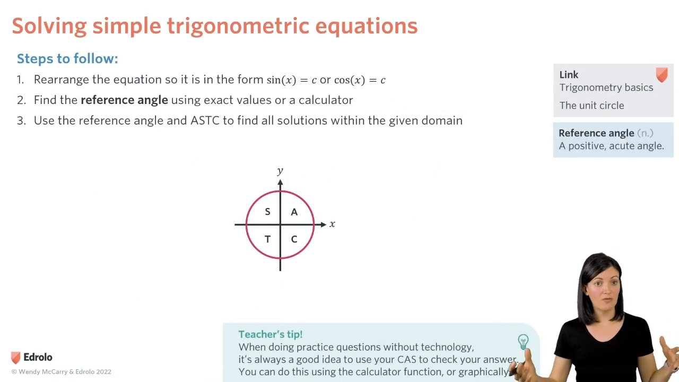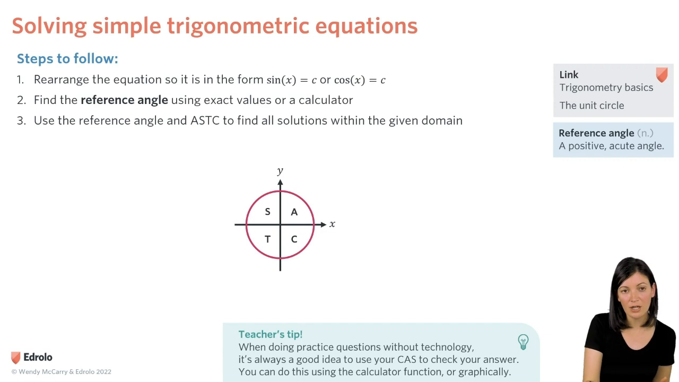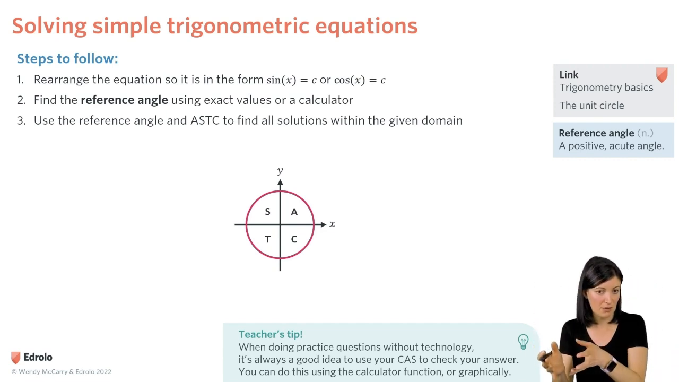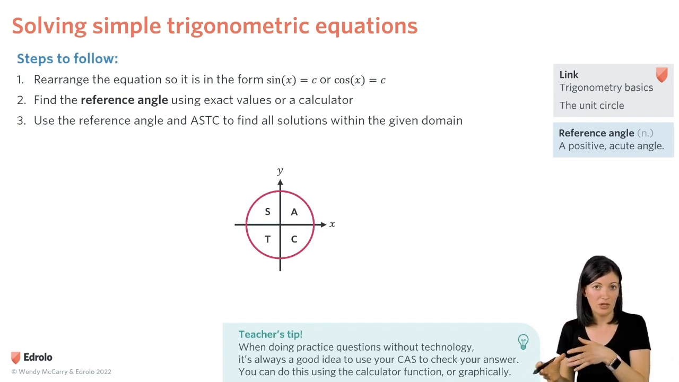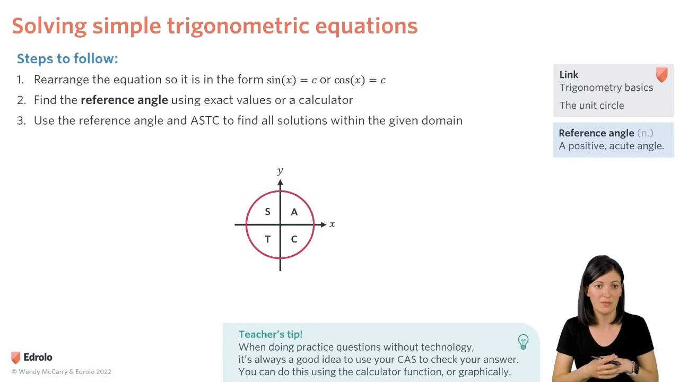Okay, so to start off, we're going to be solving our trig equations following 3 steps, okay? So the first thing that we always need to do is rearrange our equation so that it's in the form sine x equals some number, or cos x equals some number. And that's exactly the way that we rearrange an equation to solve for x, okay? So in this case, we're just first solving for sine x or for cos x, okay?